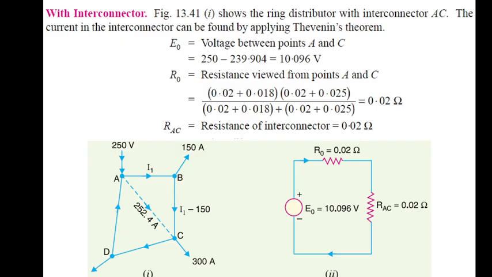The left diagram shows the updated current flows in the original ring, highlighting how the presence of the interconnector allows additional current to flow directly between points A and C, improving load sharing and voltage distribution.